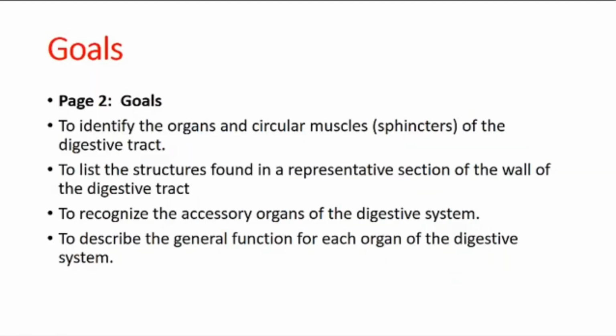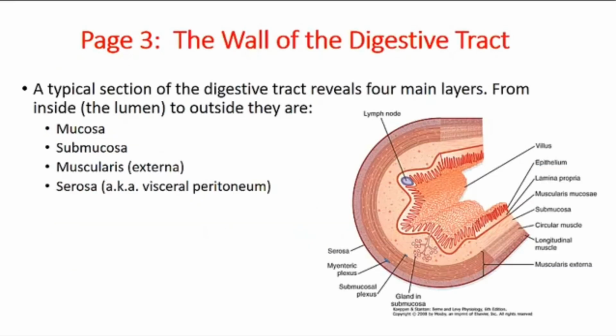The goals for this lesson are to identify the organs and circular muscle of the digestive tract, to list the structures found in a section of the wall of the digestive tract, to recognize the accessory organs that are involved with the digestive system, and to describe the general function of each organ of the digestive system, and to know how they work together as an organ system.